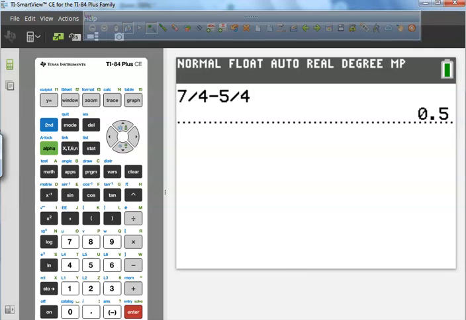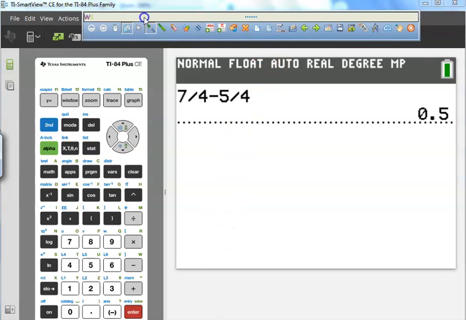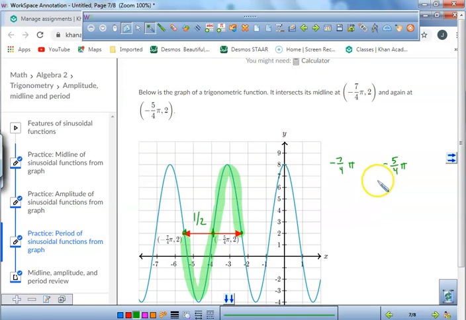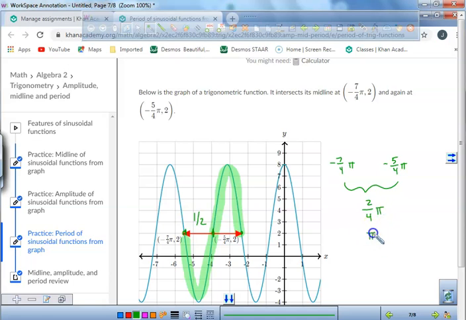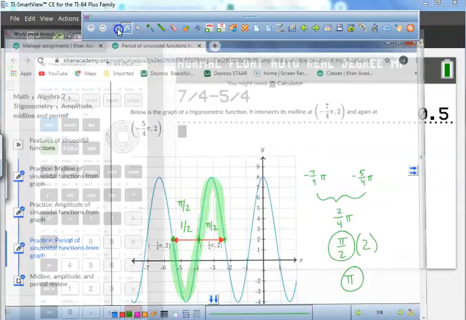So let's take a look at it real quick. The gap between those is just 2/4 of pi, which is pi over 2. Now, if that distance is pi over 2, then this distance from here to here would also have to be pi over 2. So what's double pi over 2? That's just pi. So the whole period from here to here is a total of pi units.